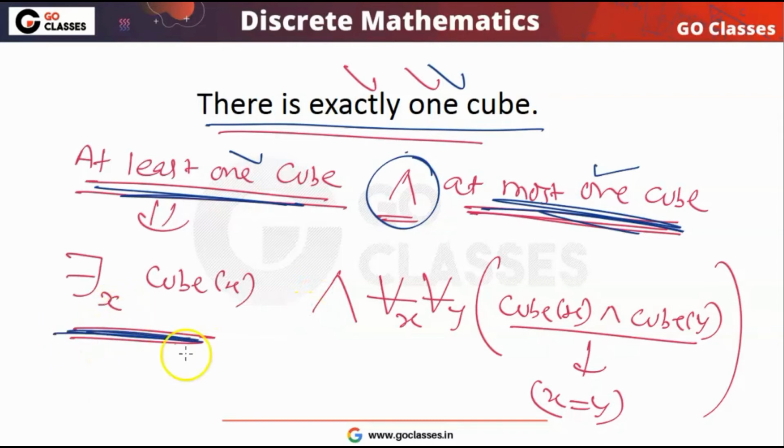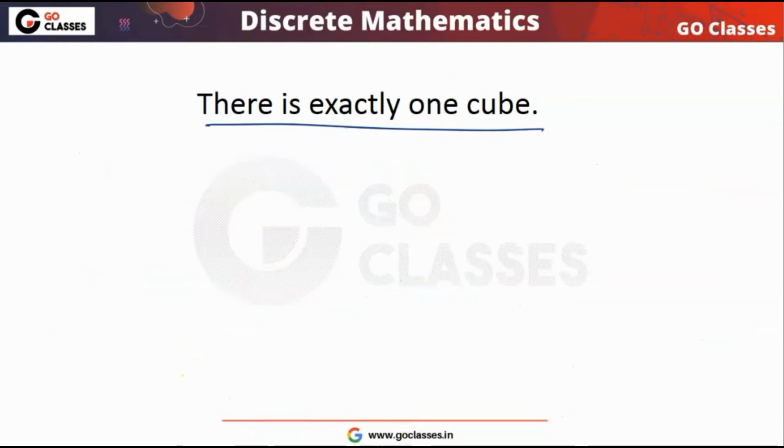Okay, there exists x, which is a cube, and for all x, for all y, if they are cube, then x should be equal to y. This is one way. Let's see another way. What is that? The other way is this.